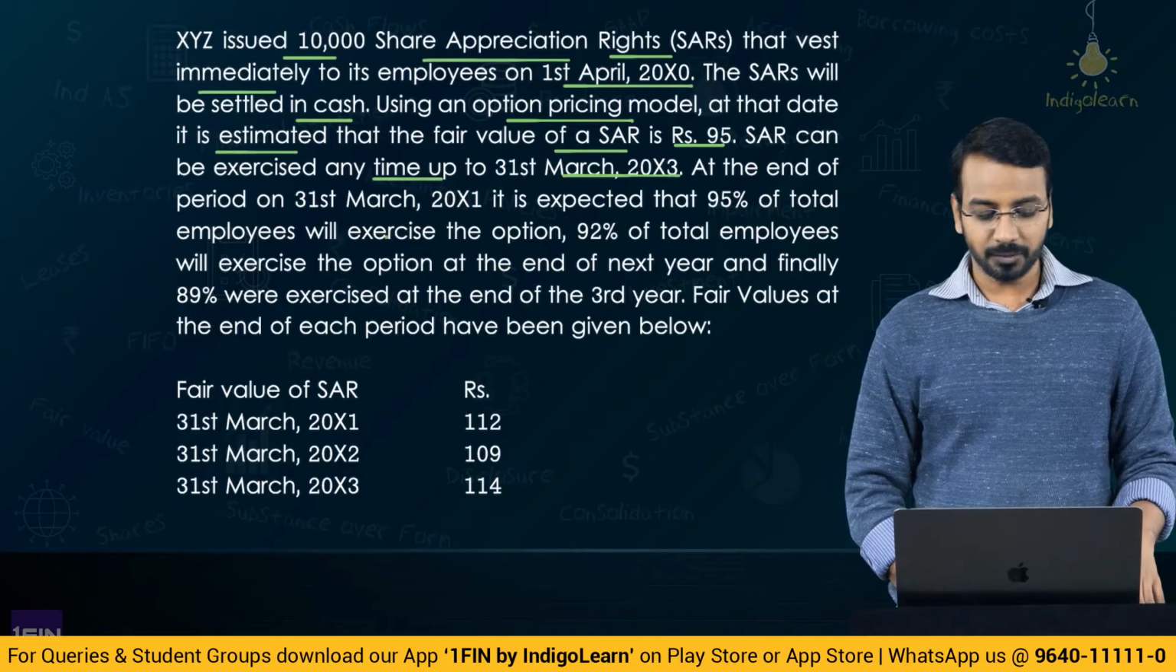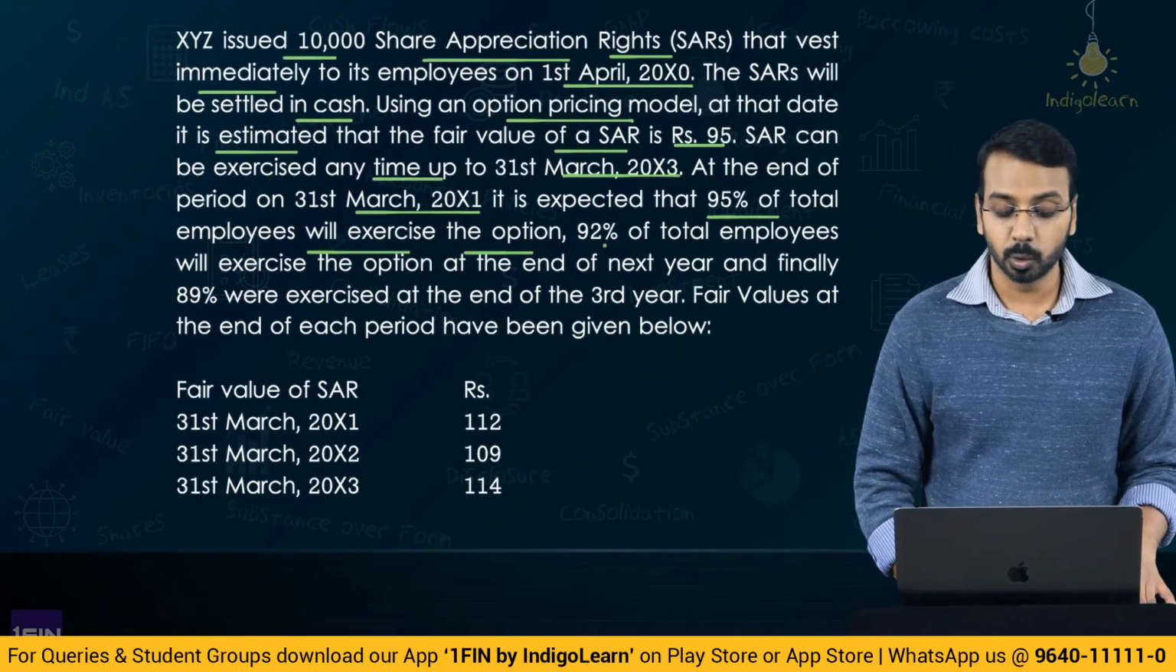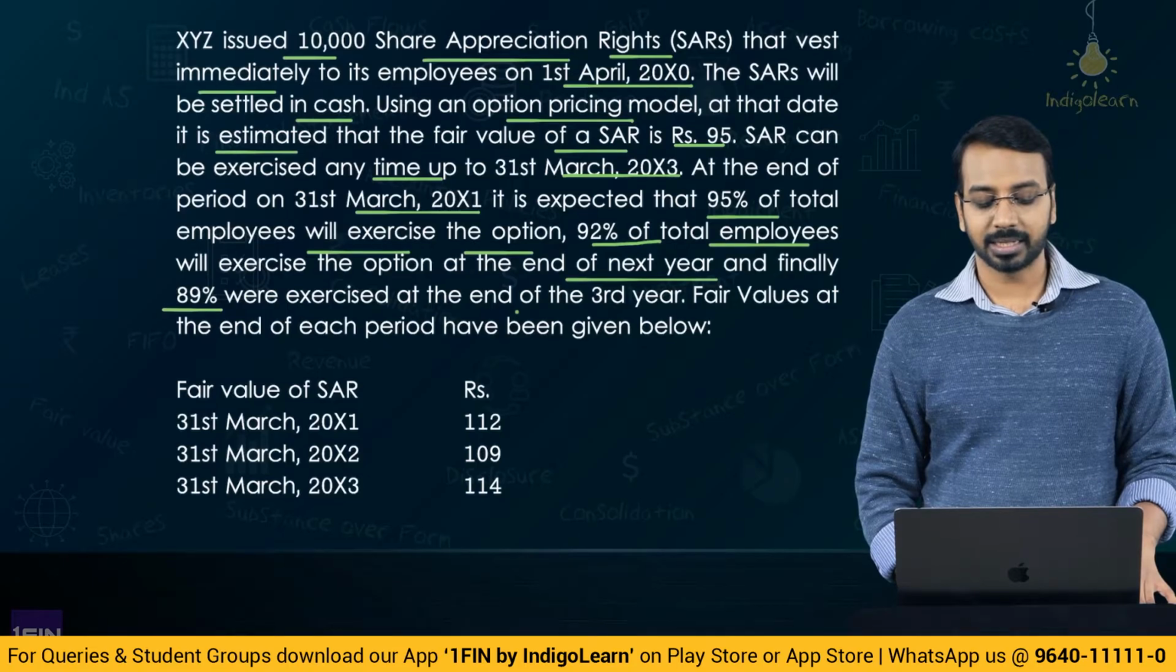At the end of period 31st March of year 1, it is expected that 95% of the total employees will exercise the option. At the end of year 2, 92% of the employees will exercise, and finally 89% will exercise at the end of the third year.